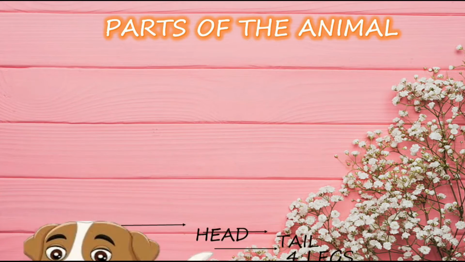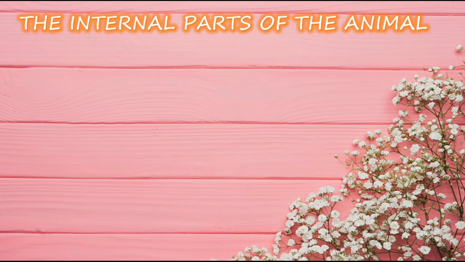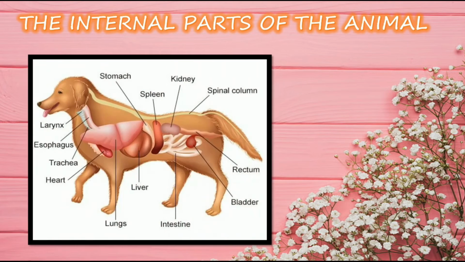Parts of the animal. The external parts of the animals are head, tail and four legs. This is basic for all the animals. Now we are going to see the internal parts of the animals. Internal parts are the parts present inside the body. So these are the parts that are present inside the body of the dog.